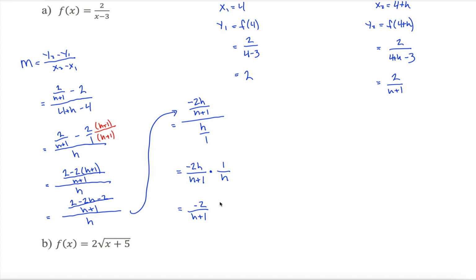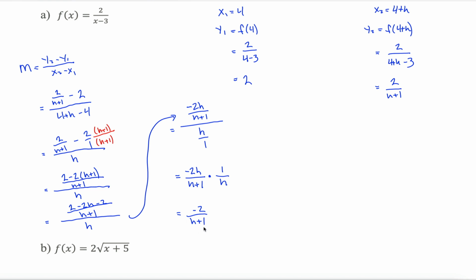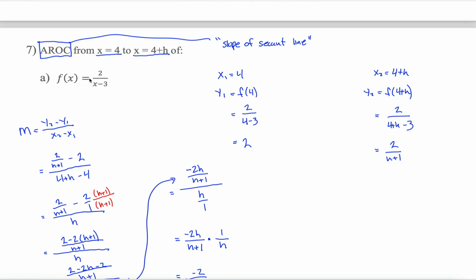even though this h and this h cannot cancel. It's easy to get lost in what we're doing, but what we just did was accomplish our goal. This expression right here represents the slope of the secant line to this curve from 4 to 4 plus h for any value of h.